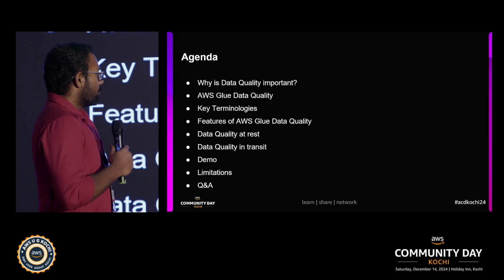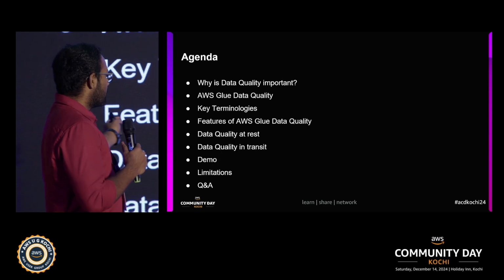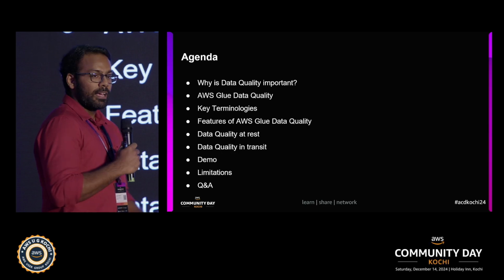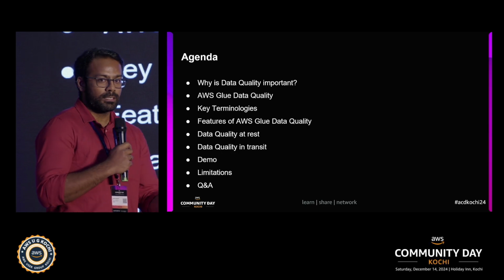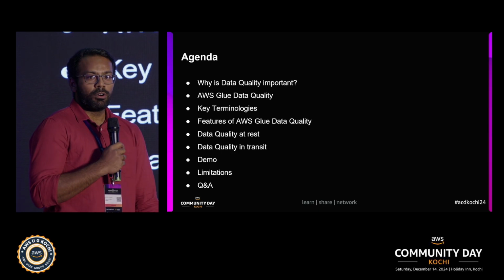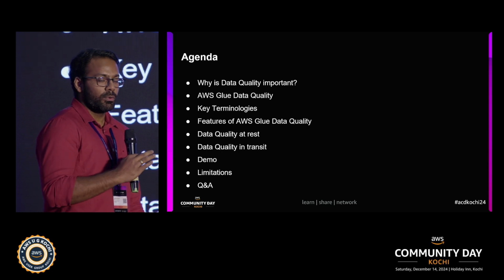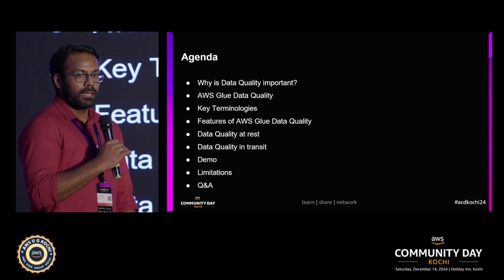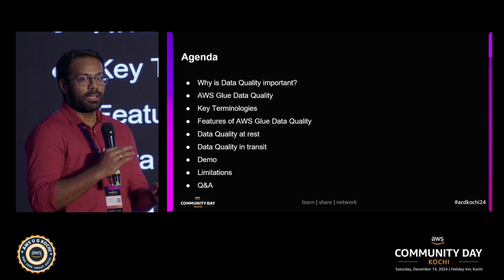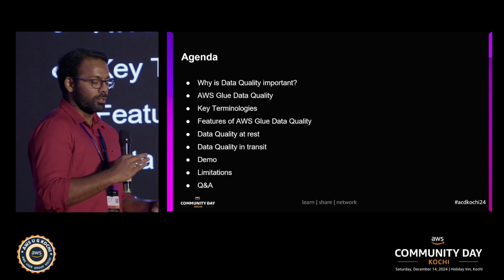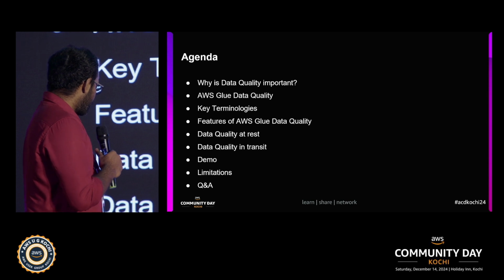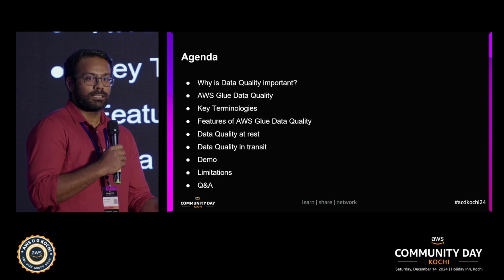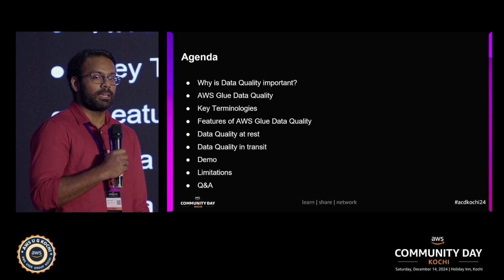Apart from that, we will be deep diving into the key terminologies and the features provided by Glue itself. We have two important sets of features for data quality in Glue: at rest and in transit. We will be deep diving into it later on, but these are our key features. After that, we'll have a demo, and then limitations, like how far this can go and how its potential can be exploited in future.